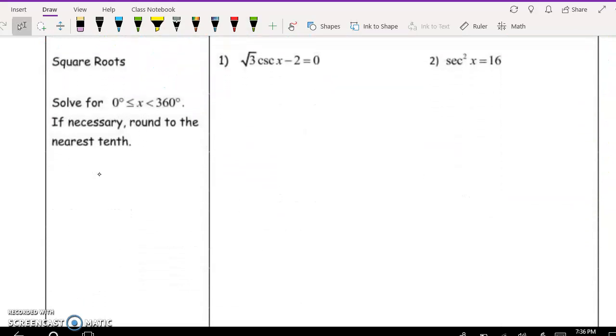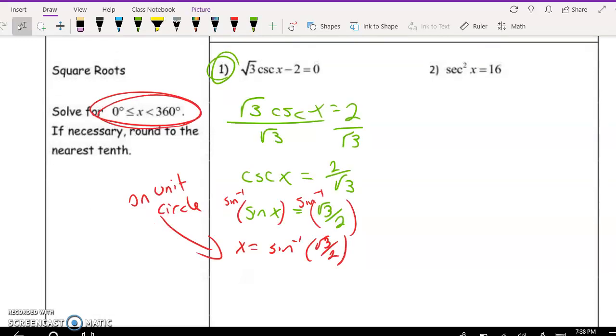Okay, so these are our last 2. So go ahead and try number 1 and see how you do. Okay, so this is my process. I just solve for cosecant of x. And so notice here that the cosecant of x equals 2 over the square root of 3. And I did not rationalize it because I don't like cosecant. So I knew I was going to flip it and put that square root on top. So it's square root of 3 over 2. Notice that's on the unit circle. So I ended up with this.